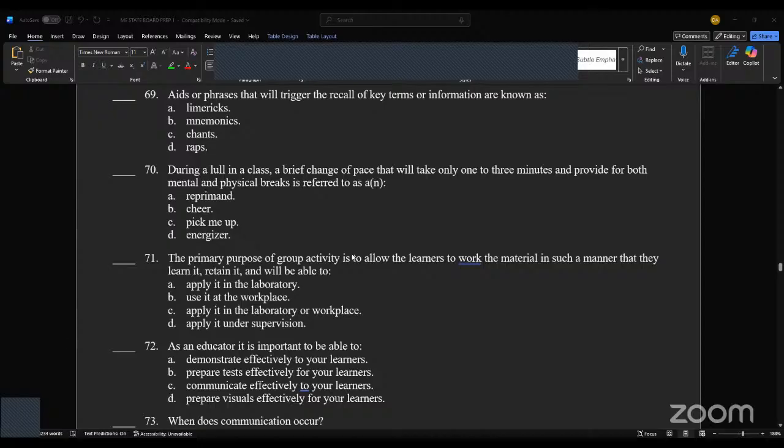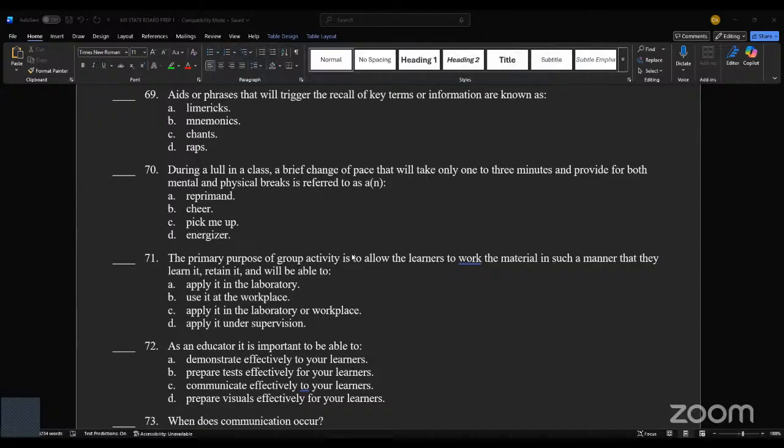70. During a lull in a class, a brief change of pace that will take only 1 to 3 minutes and provide for both mental and physical breaks is referred to as a reprimand, cheer, pick me up, or energizer. Ooh, a brief change of pace that will take only 1 to 3 minutes and provide for both a mental and physical break is referred to as D, energizer. Okay, energizer. Energizers also may fall into the term of icebreakers.